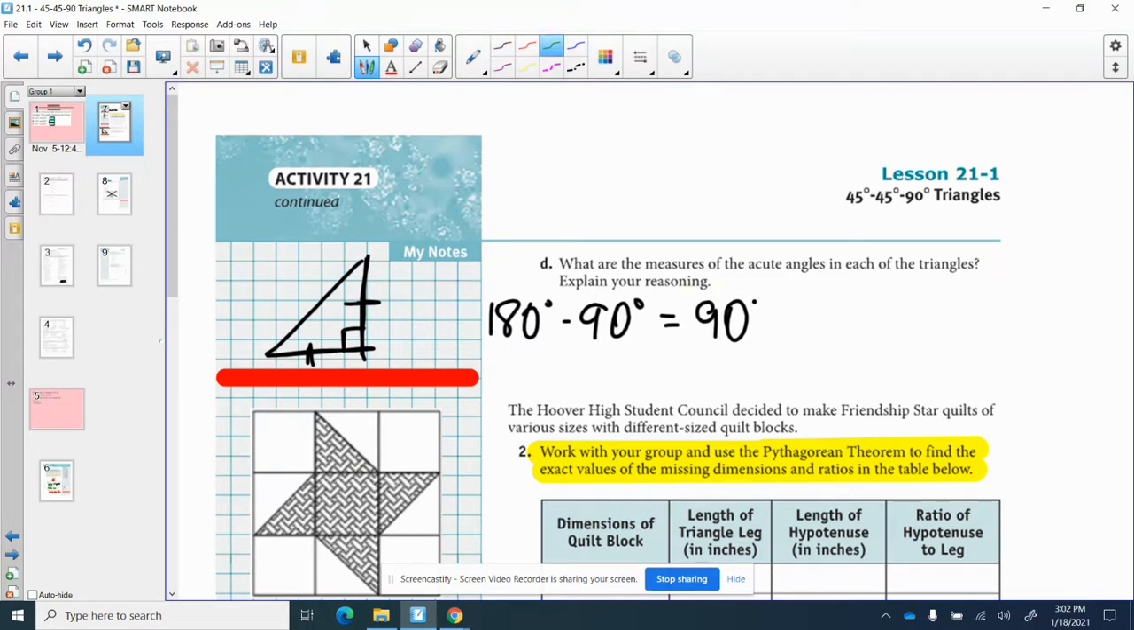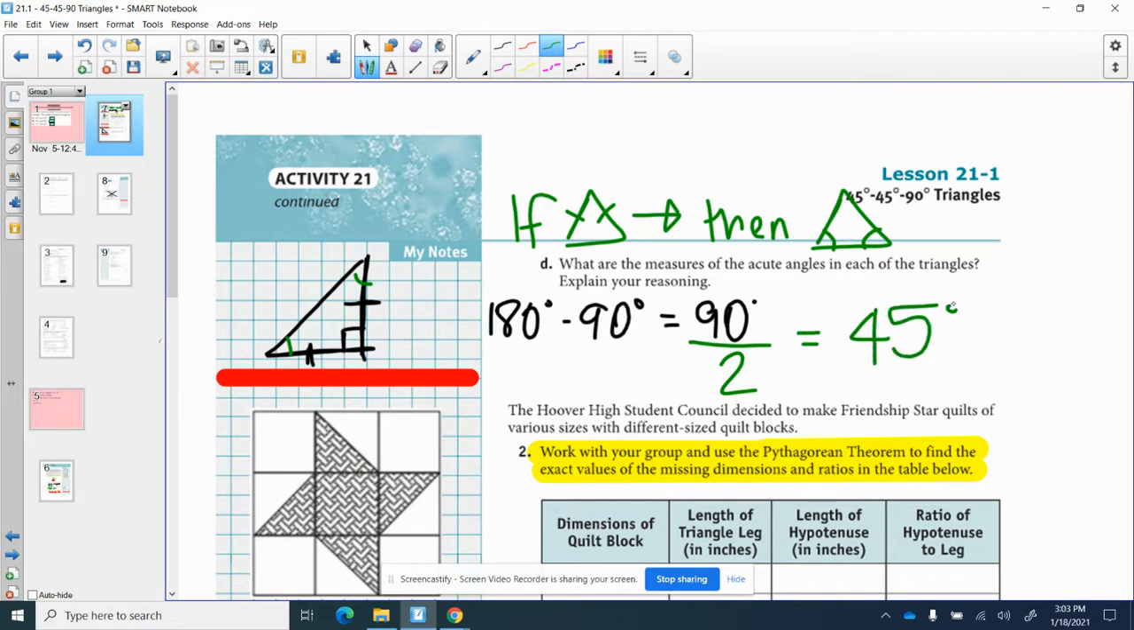And then going back to the converse of the isosceles triangle theorem, if this is true, then we know the angles across from the legs are congruent. So each angle would have to be 45 degrees inside of these triangles that we're specifically talking about here. So we call these, if you notice at the top with the lesson name, 45, 45, 90 right triangles.